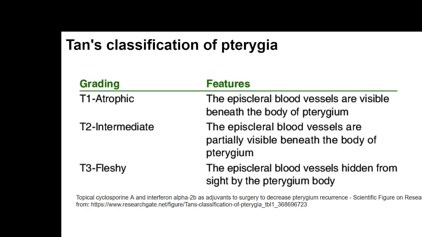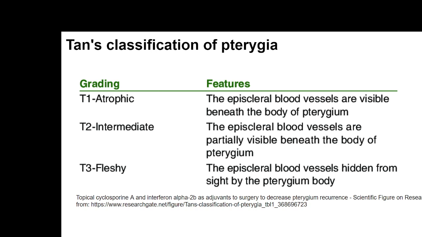Or the other way, the classification is the TANS classification. It's based upon either atrophic changes, intermediate changes, or fleshy changes. Like when the episcleral blood vessels just beneath the pterygium are visible, or when the episcleral blood vessels are partially visible beneath the body of the pterygium, or episcleral blood vessels are not really seen at that. It has become somewhat opaque. So these are the methods of classification of the pterygium as such.